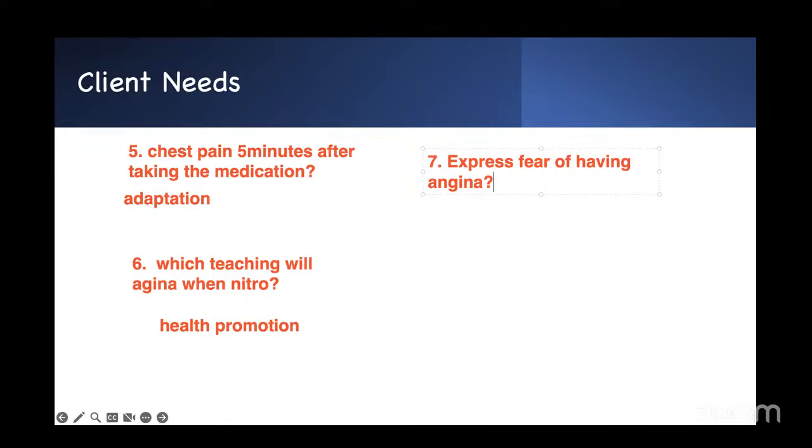Therefore, if they tell you they are afraid of having a heart attack or angina, chest pain, I'm going to pick an answer choice that talks about psychosocial, because of the word fear there. Now, number 8, look at it. This one, I know you can figure it out, right? Safe handling of what? You're teaching them about safe handling of nitro ointment.